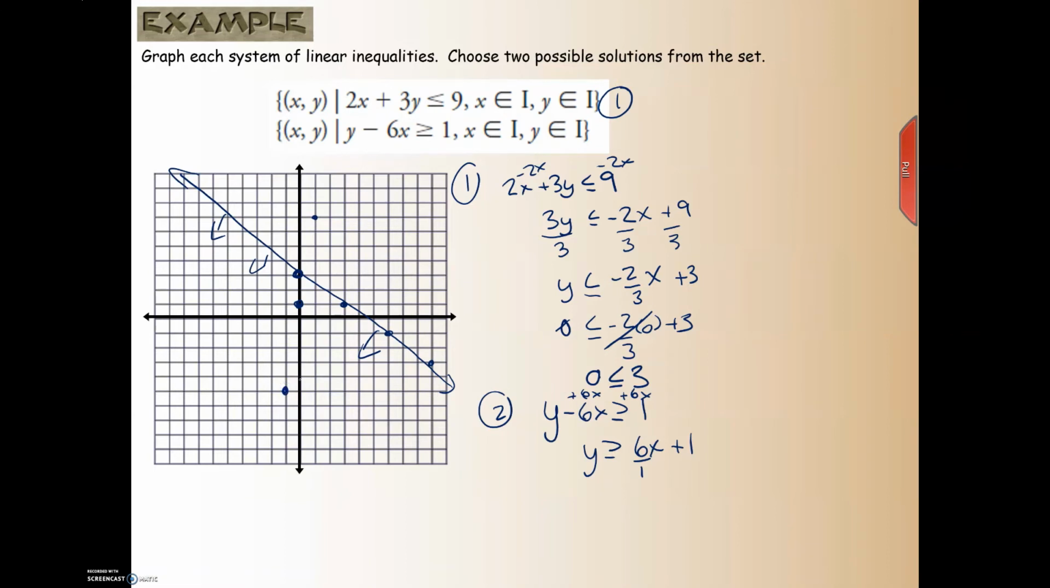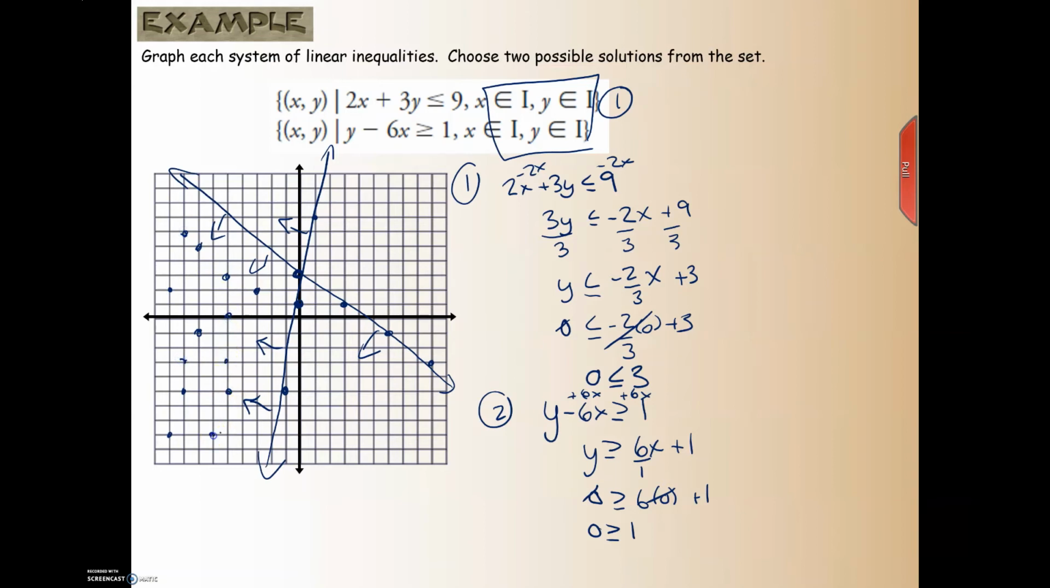And it's going to be another solid line. There we go. And my answer, if I check a point, 0 is greater than or equal to 1, which is not true, so I'm on this side of the line. And I'm dealing with the integers, so I need to dot on those intersections. So here's my shared region, and I'm just going to put a couple dots to show where my solution region is at.